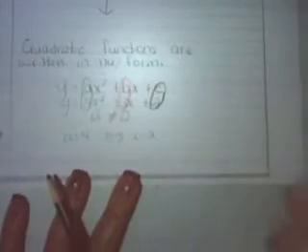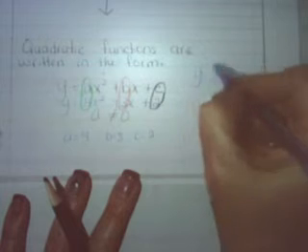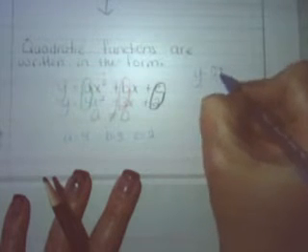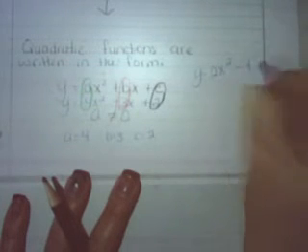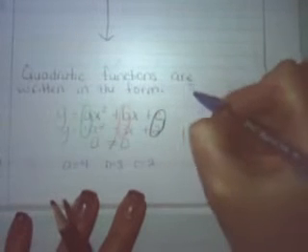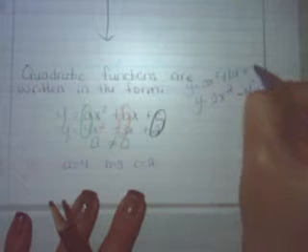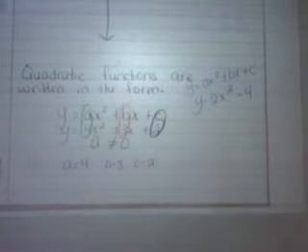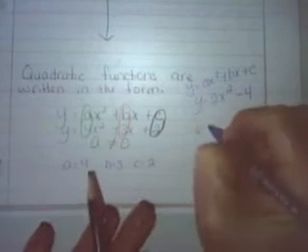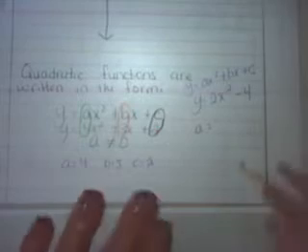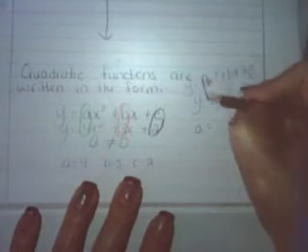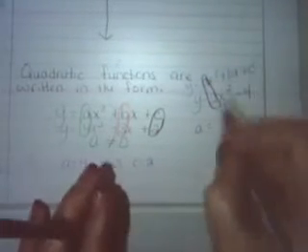Let's do one more of those. If I give you y equals 2x squared minus 4, and this is supposed to be written in the form y equals ax squared plus bx plus c, what is your value of a? Well, a is the number in front of your x squared, so I can see that a equals 2.